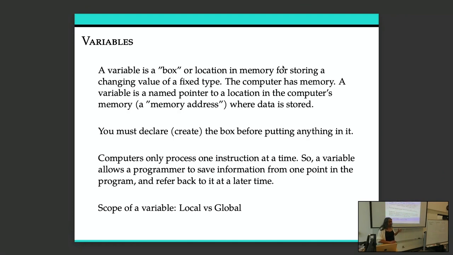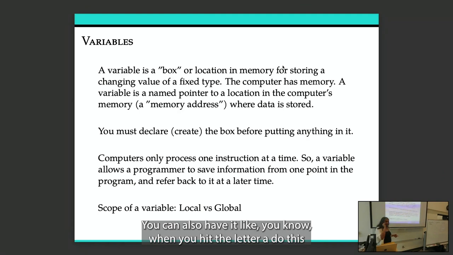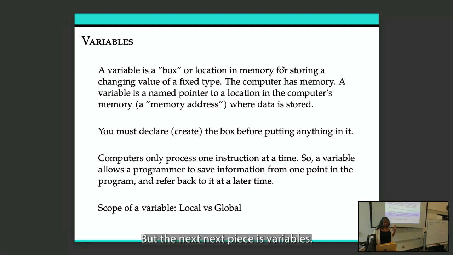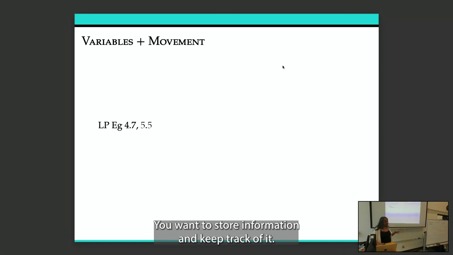We had those where as you move the mouse, it responds. You can also have it so that when you hit the letter A, do this. When you hit the letter B, do this. When you hit the space bar, do this. You can have something that clears the screen. But the next piece is variables. You want to store information and keep track of it. So what is an example of wanting to do that?